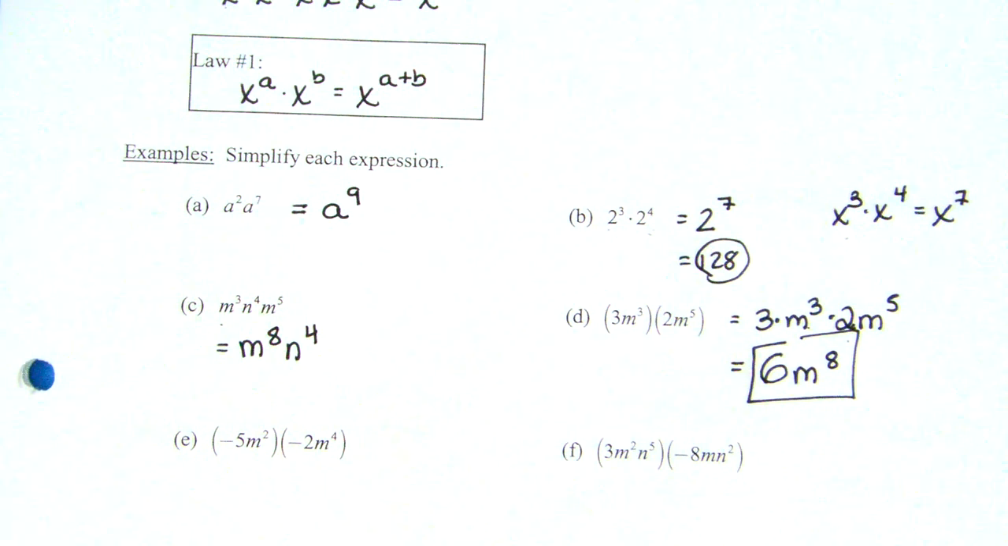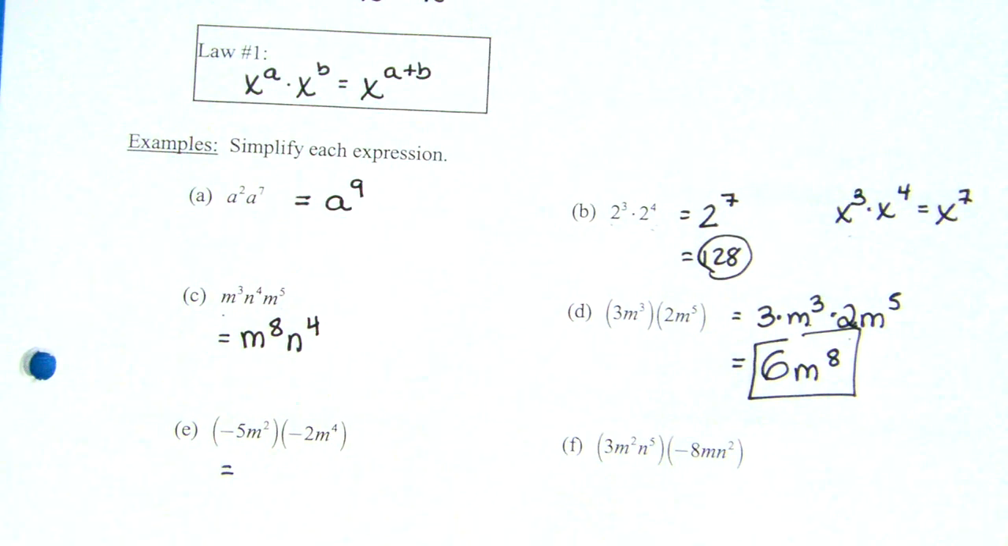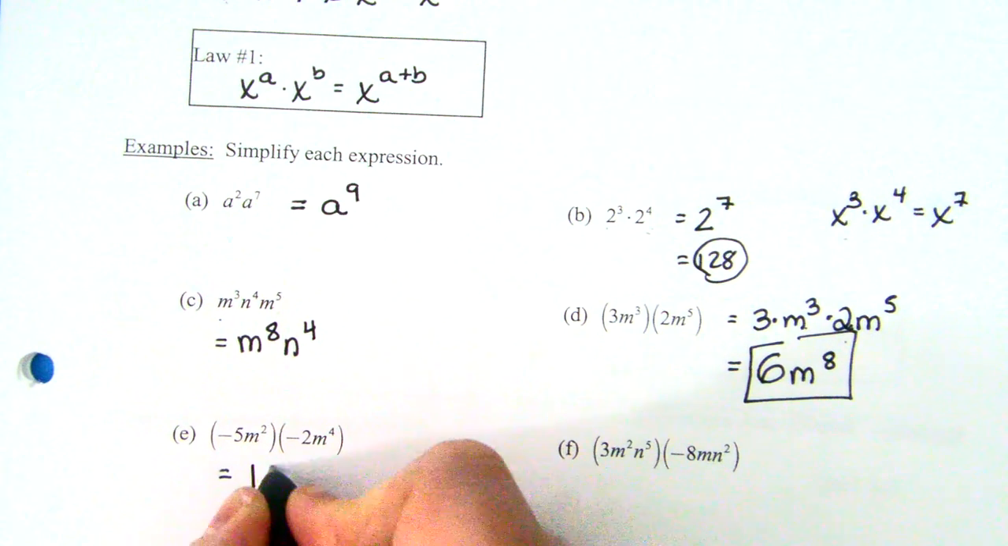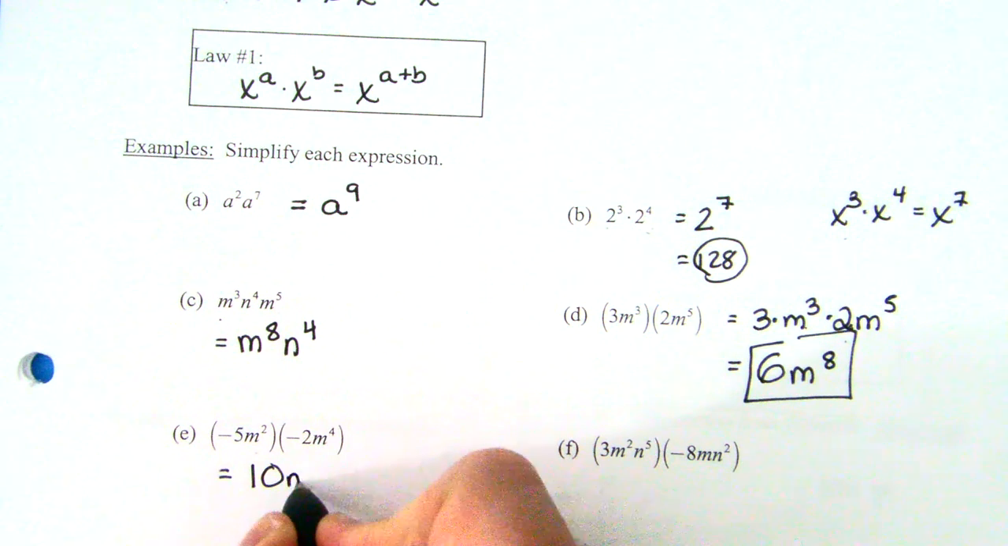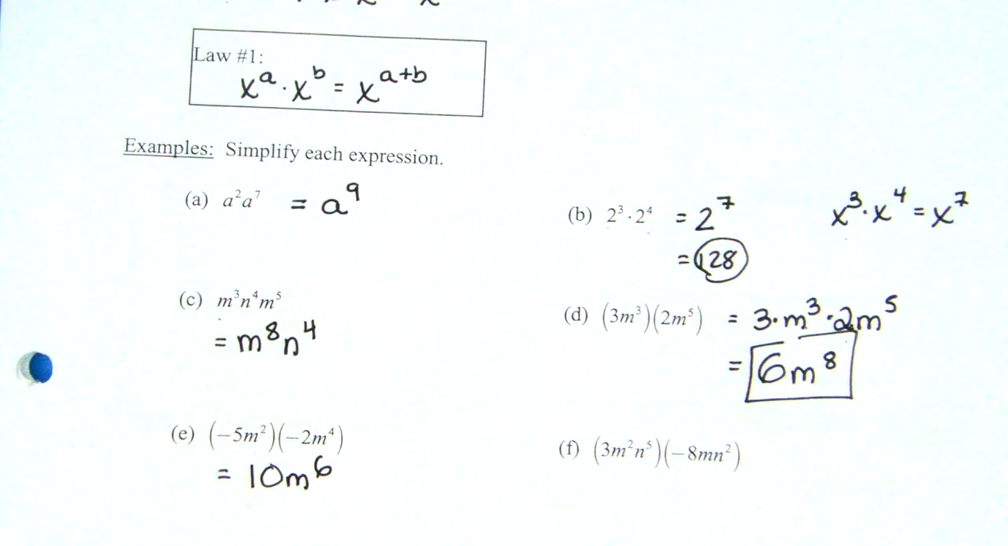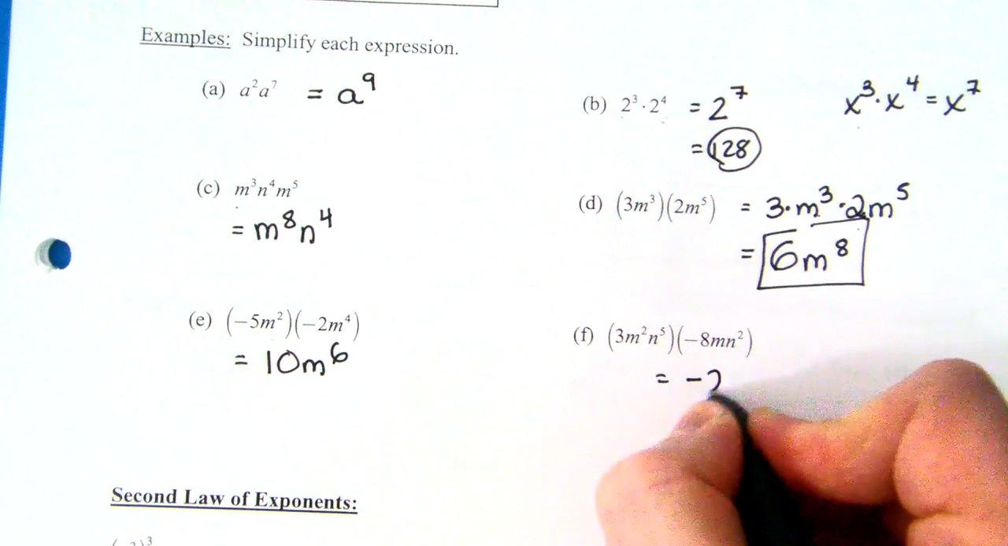Take a look at letter E. In letter E, what's the entire answer to letter E? I think we should get 10. Negative 5 times negative 2 is 10. M squared times m to the 4th gives us m to the 6th. Letter F, go do it. What's the number you're going to get out front? 3 times negative 8, negative 24.